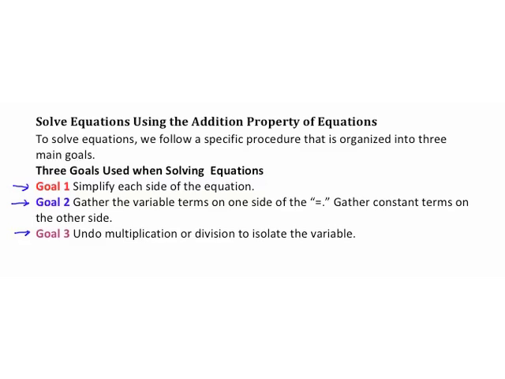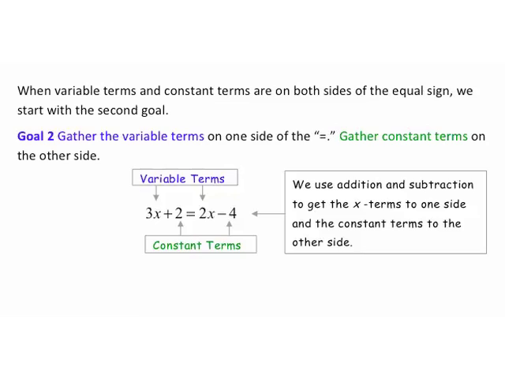Now, depending on the complexity of the equation, we will need to use either 1, 2, or 3 of these goals. And so we'll start out with very simple equations that just use 1 or 2 of these goals, and we'll work our way up in this video to equations that require all 3 of these goals to solve an equation. When variable terms and constant terms are on both sides of the equal sign, we start with the second goal. And the second goal is to gather the variable terms on one side of the equal sign and gather the constant terms on the other.